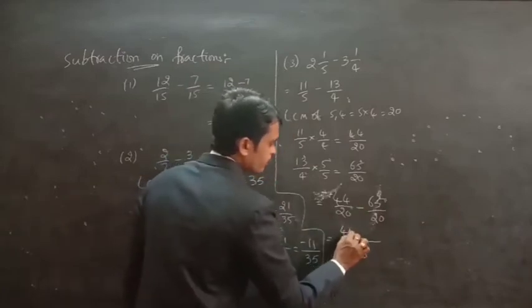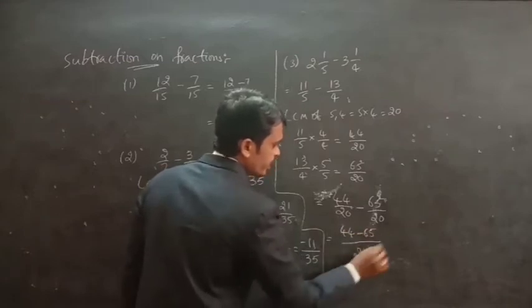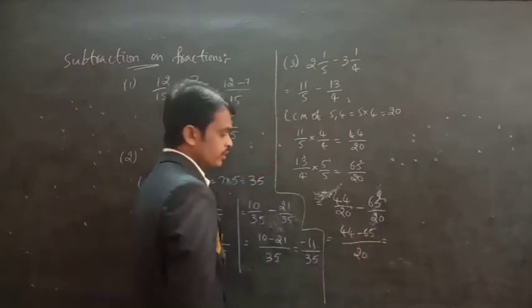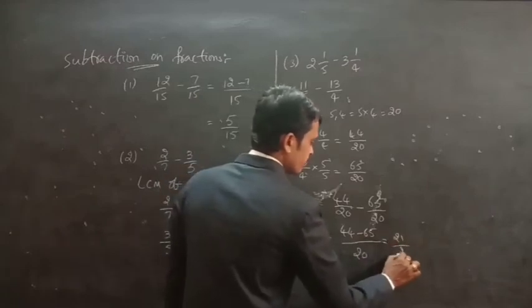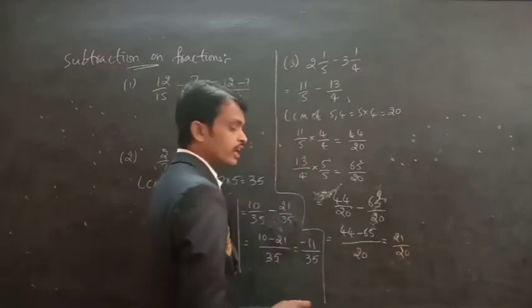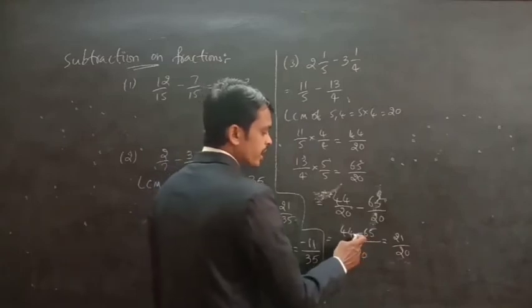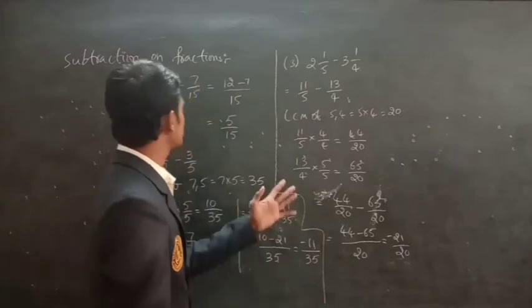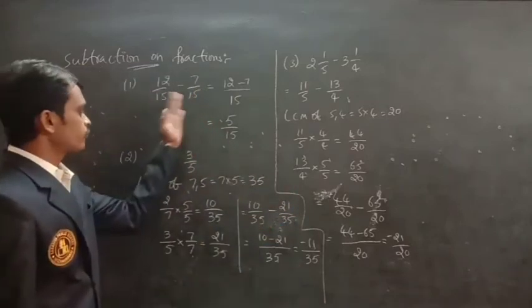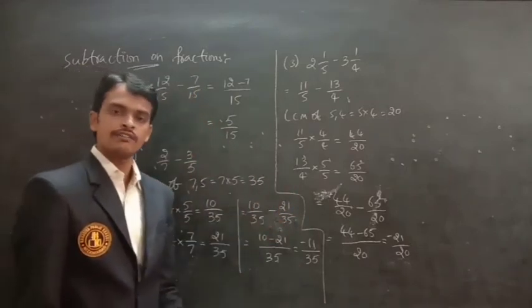Now 44 minus 65. Here we subtract and get the answer 21 by 20. Which is the bigger value? 65. 65 is the one being subtracted, so we should keep the minus symbol. In this way we have to subtract like fractions and unlike fractions.